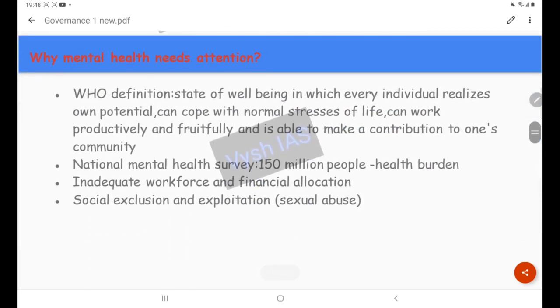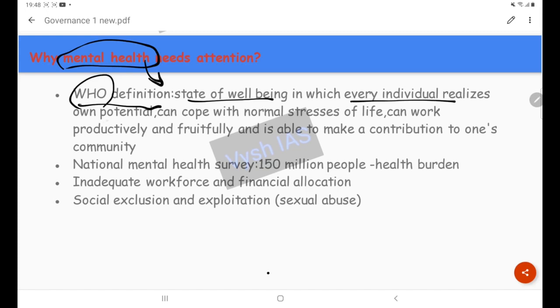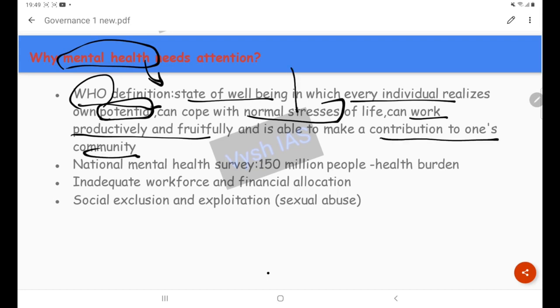Then this is one of the neglected areas of health, mental health. By health, we rarely speak about mental health. So what is the definition? WHO clearly defines mental health. It is a state of well-being in which every individual realizes their own potential, is able to cope with the normal stresses of life, work productively and fruitfully, and is able to contribute to their community. This is all about mental health.